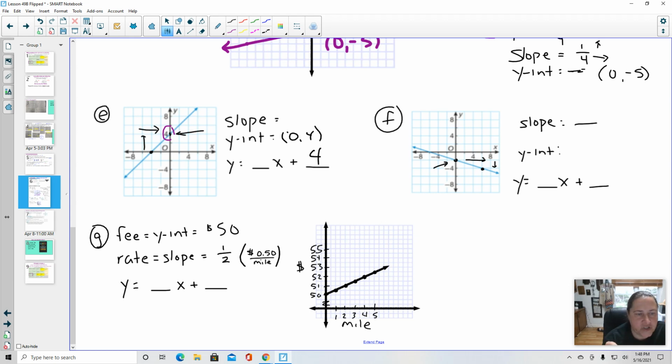And then I need to pick 2 points that are actually clearly on the grid. So I'm going to go to this negative point here. That's a negative 2, 0. And then up to my y-intercept, which is, oh no, that's a negative 4, 0 and a 4, 0.